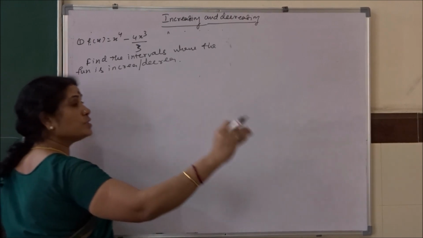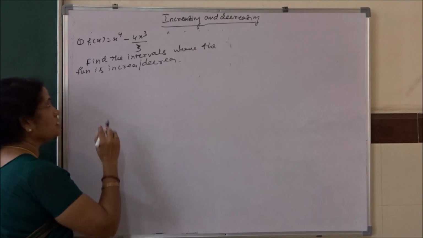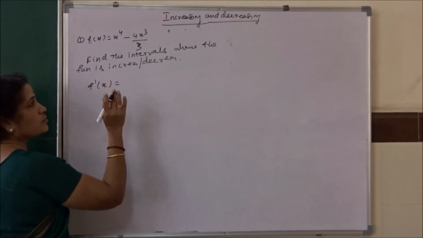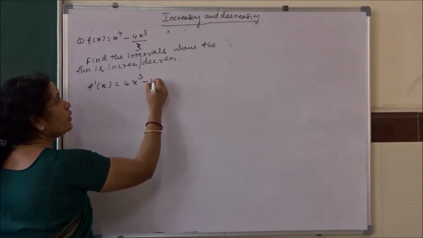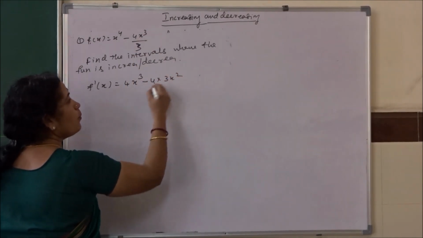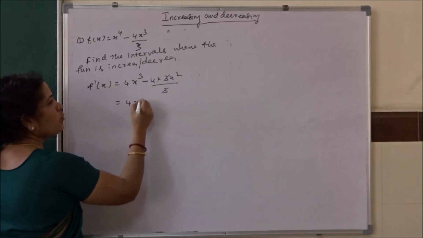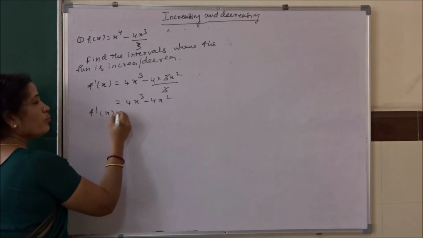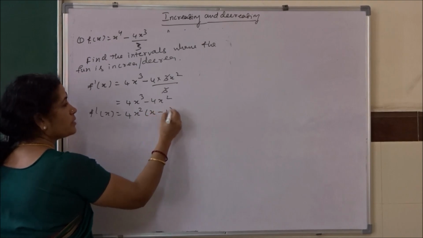Now what is the procedure to find the intervals where the function is increasing, decreasing? The same procedure: find f dash of x. Okay, fine. What is f dash of x? 4x cube. Now this is 4 into 3x square upon 3, it will be cancelled. Now this is 4x cube minus 4x square. Now f dash of x equal to, bring this into simplest form, 4x square is common, x minus 1.